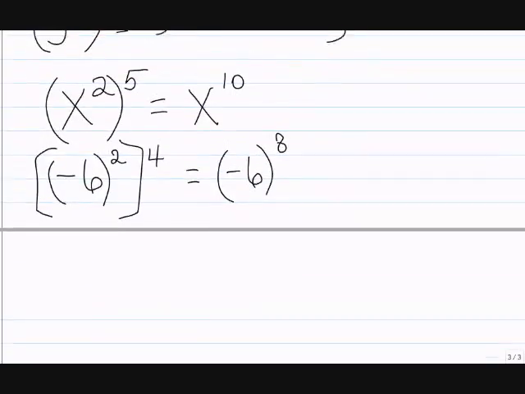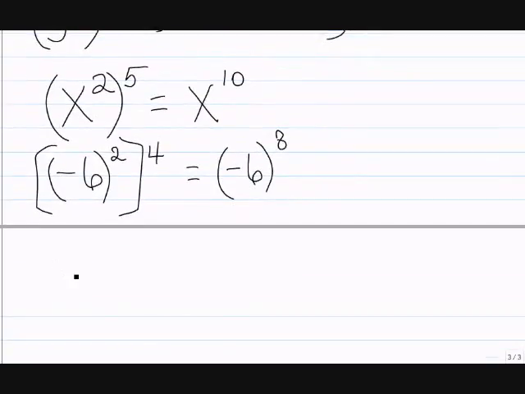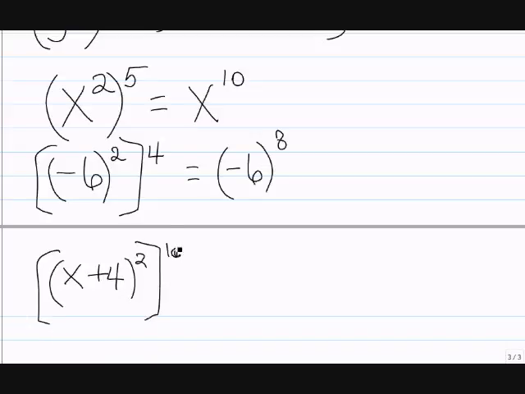And if I have a binomial like x plus 4 to the second power to the 10th power, then that's whatever is in the parentheses. That's whatever is in the parentheses, x plus 4 to the, multiply the powers, 2 times 10 is 20. Okay.